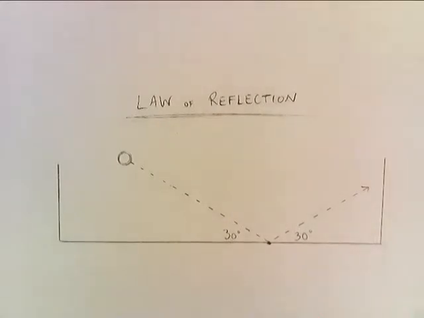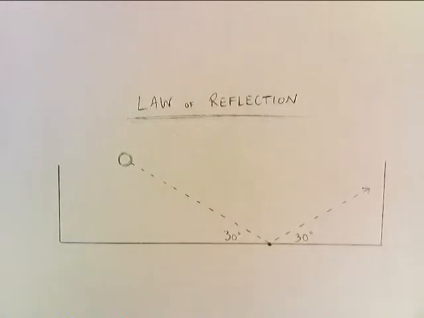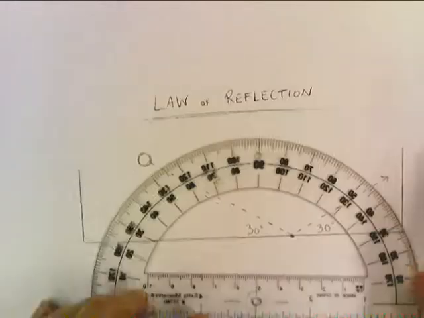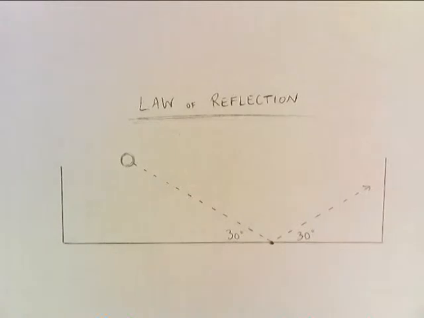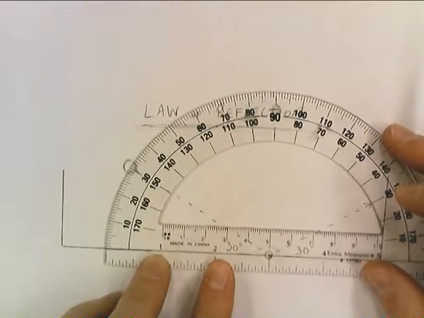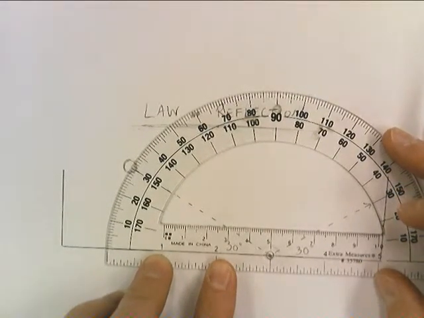So one of the things we're going to use to our advantage is the law of reflection, which simply states that the angle an object comes in to a surface and bounces off or reflects off is the same as the angle that it exits. So if we were to put a protractor up here and measure these two particular angles, you can see they are exactly 30 degrees.